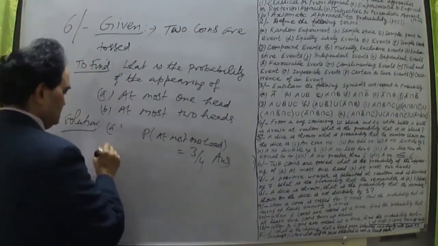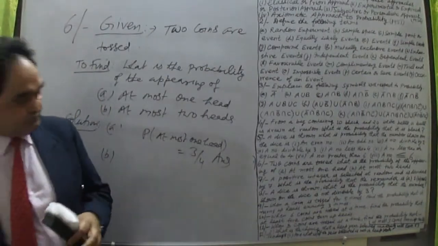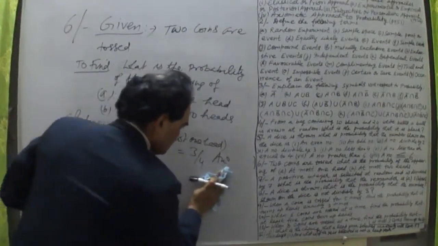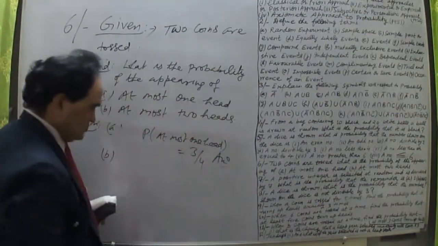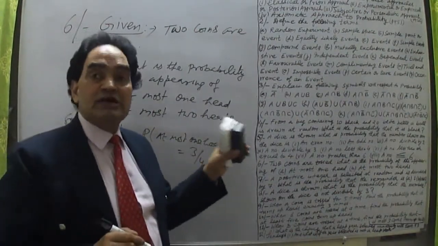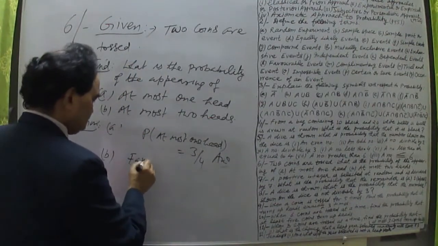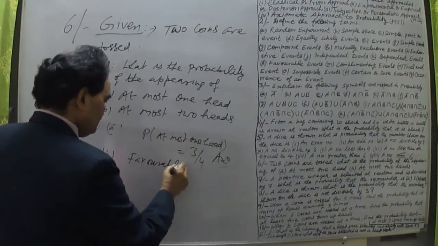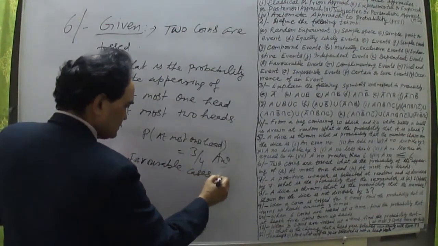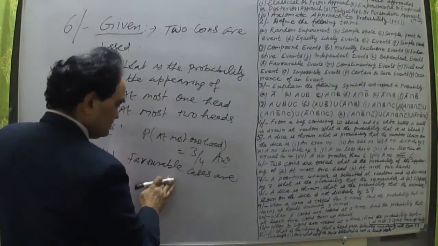Then B part. In case of B part, I'll just clean this first. Okay. In the second case, at most 2 heads, maximum 2 heads. It means the favorable cases, in the B part, which are the favorable cases? All the 4. Why? Let me take how many cases are there.